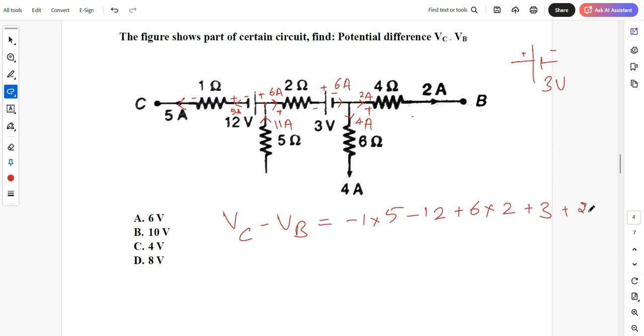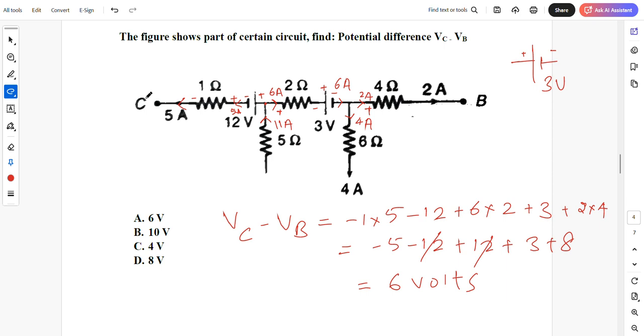That is 2 into 4. Right, 2 into 4, that is the voltage drop here. How much is the voltage drop here? Voltage drop is 2 into 4. Okay, VAB is equal to minus 5, minus 12, plus 12, plus 3, plus 8. Minus 12 plus 12 gets cancelled. 8 plus 3 is how much? 11. 11 minus of 5 is equal to how much? 6 volts is the right answer.